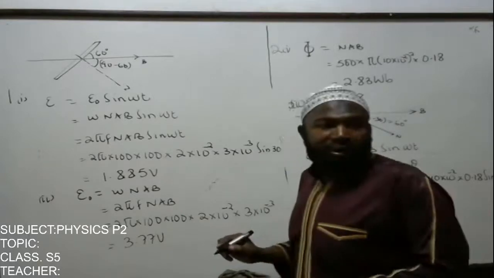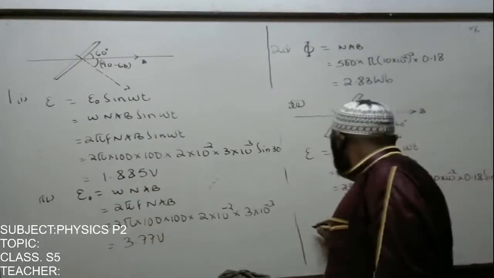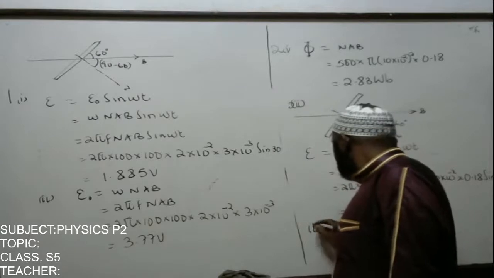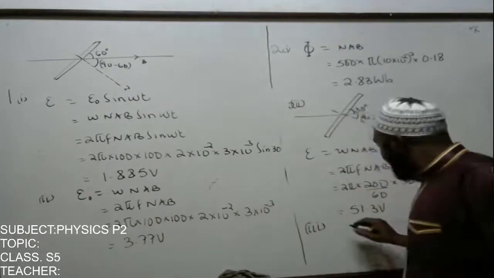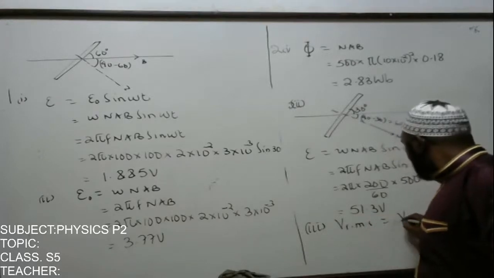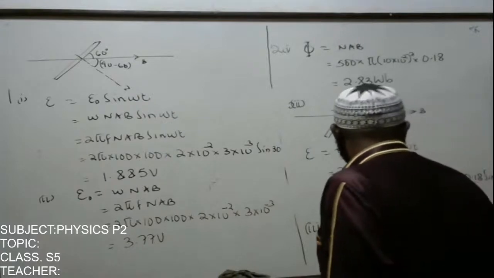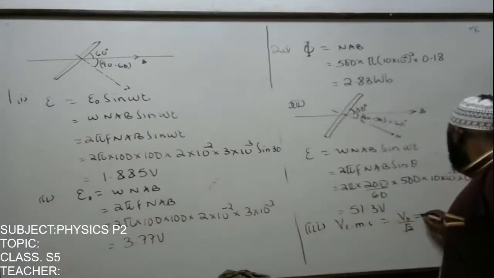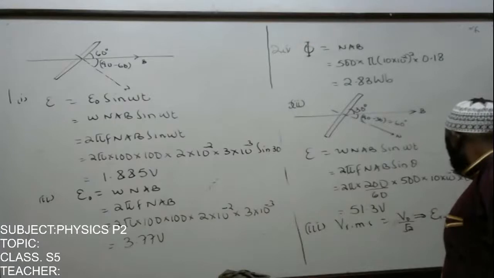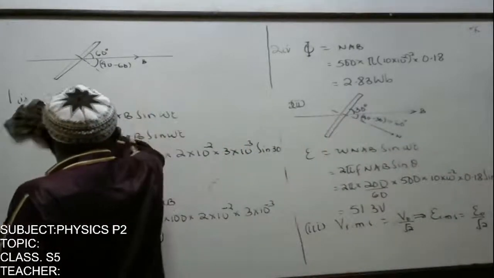Then we got Roman 3, the root mean square value of the induced EMF. From your AC circuit, we had said that VRMS is equal to V naught over root 2. Similarly, ERMS is equal to E naught over root 2. So we can now come and substitute in the expression.